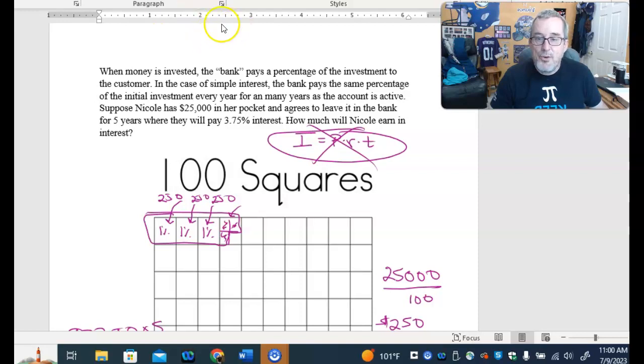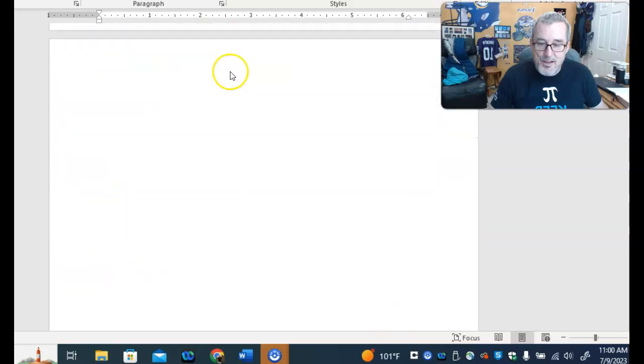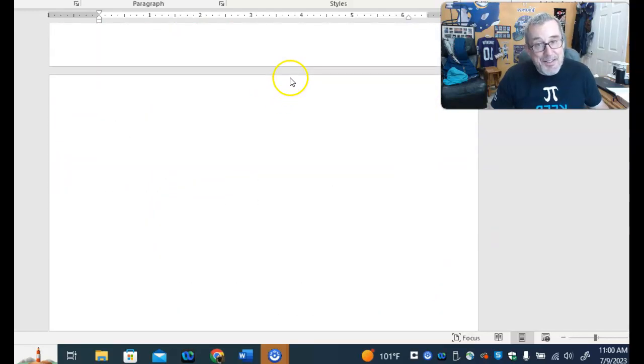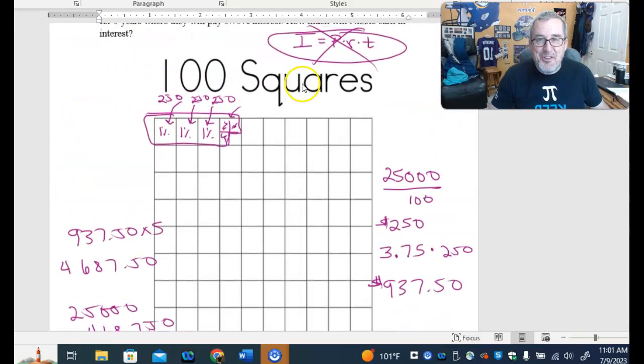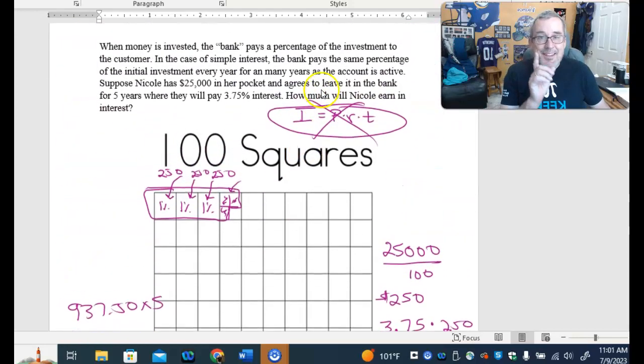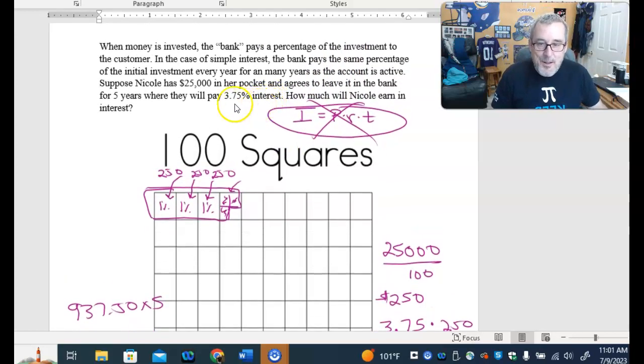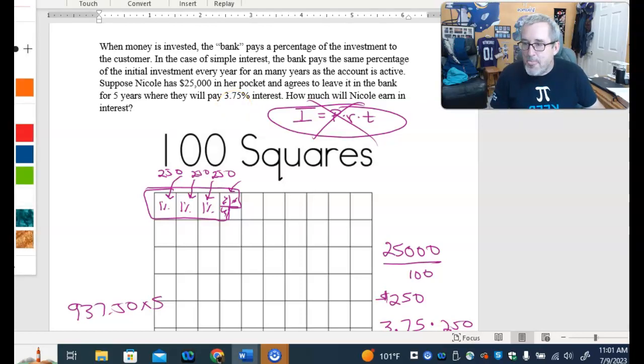All right, I want to use these last two examples, the simple interest example and the commissions example, and I want to connect to maybe some traditional methods that you've learned in the past, not to promote them, but just to connect them to what you may already have understood. Let me tell you what I mean.